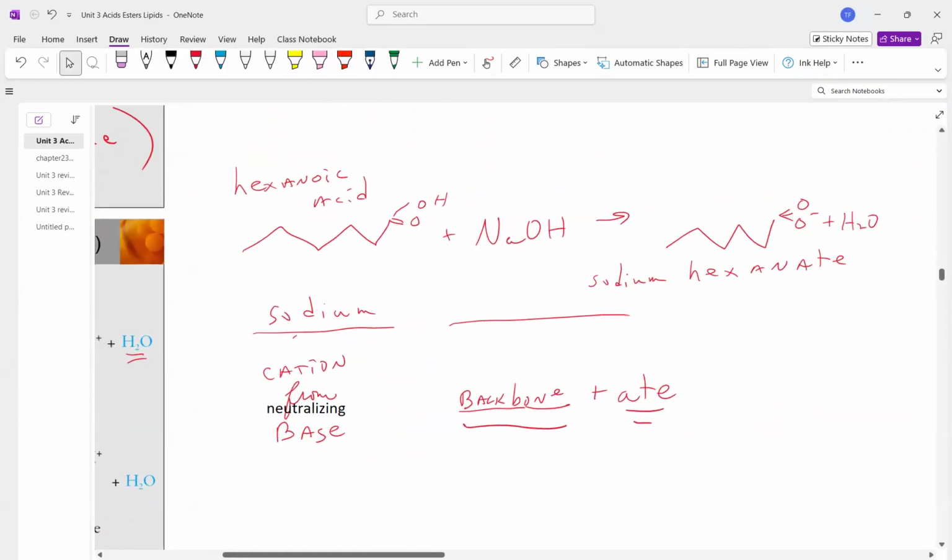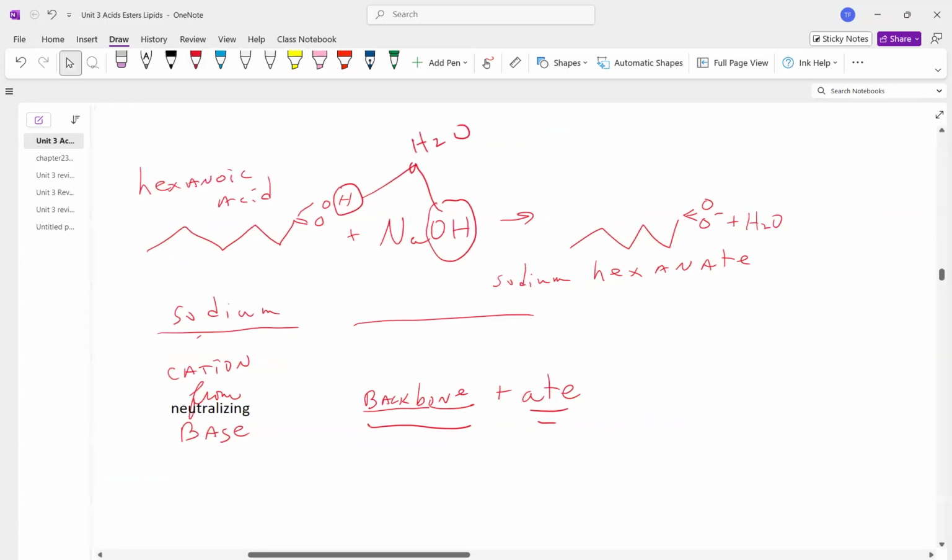So if we're taking hexanoic acid, a 6-carbon acid, in a basic environment, that OH and the H are going to form water. Now, what's left over is the sodium salt of the acid.